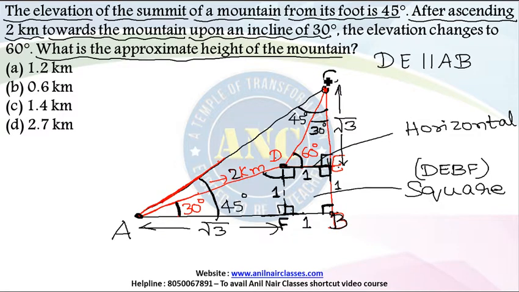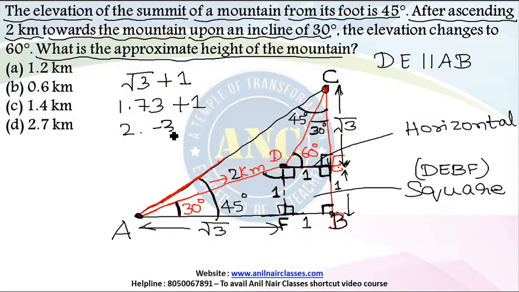BC value is what they are asking. BC value is from here to here, it is √3. From E to B it is 1. Answer for this question is already known as √3 plus 1. √3 value is 1.73, 1 plus 1.73, the answer approximately is 2.73 kilometers, which is nothing but option D.